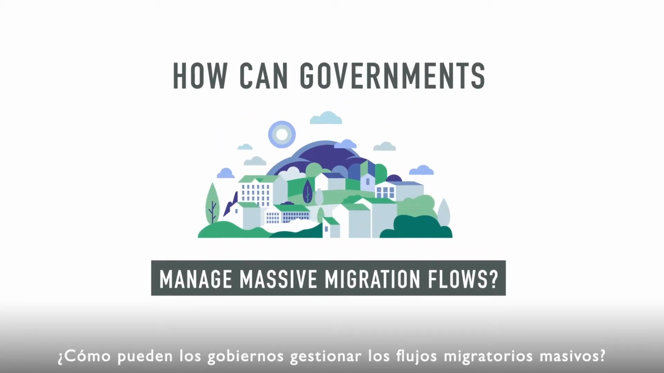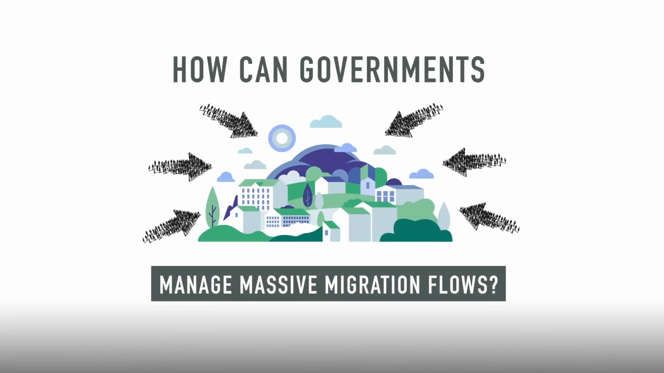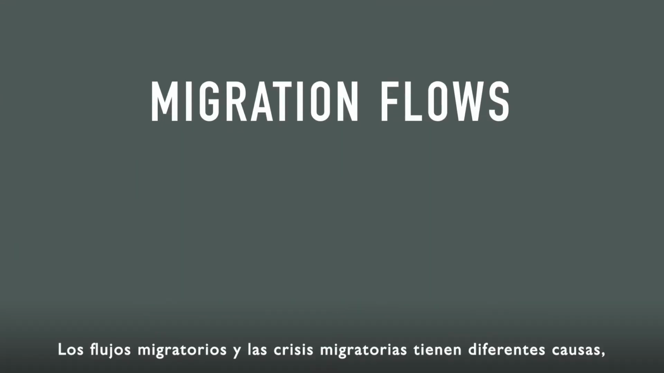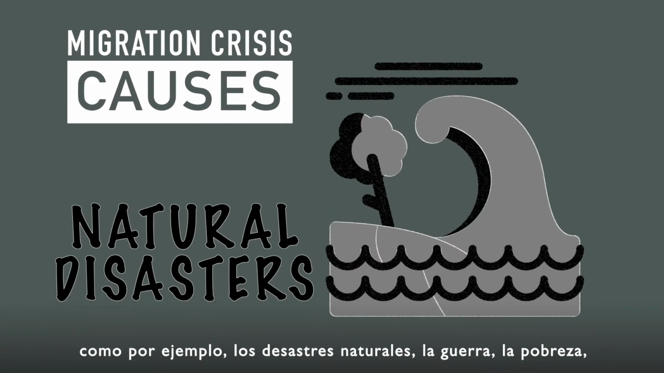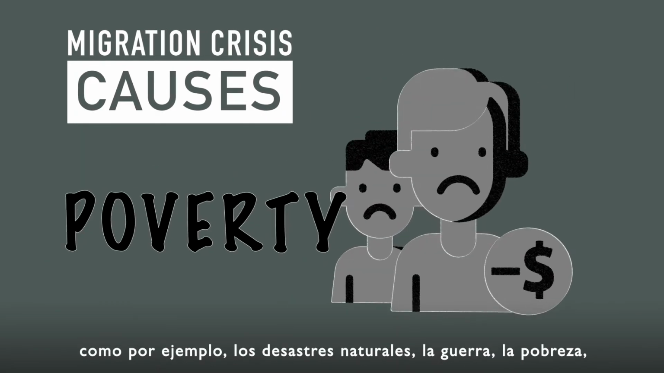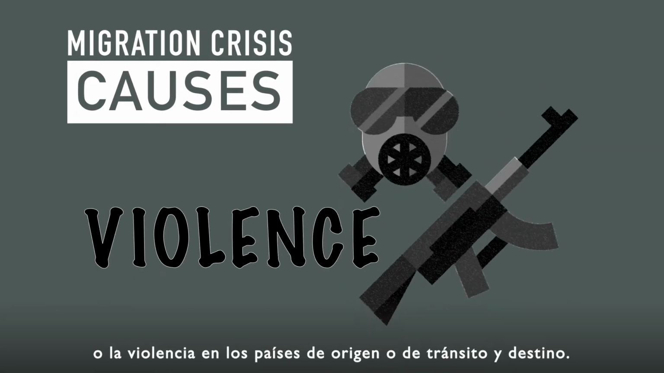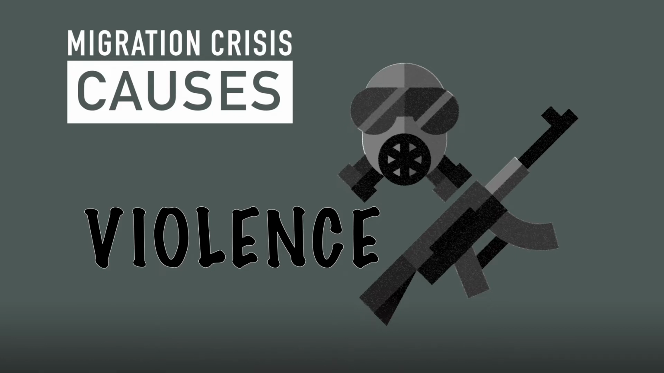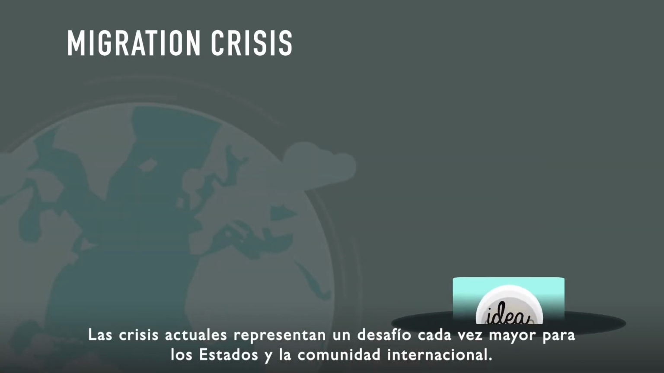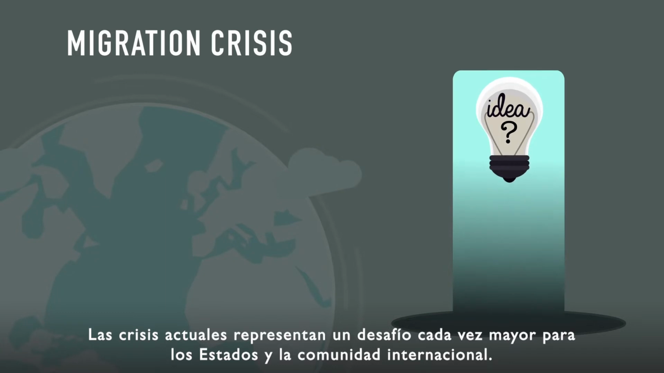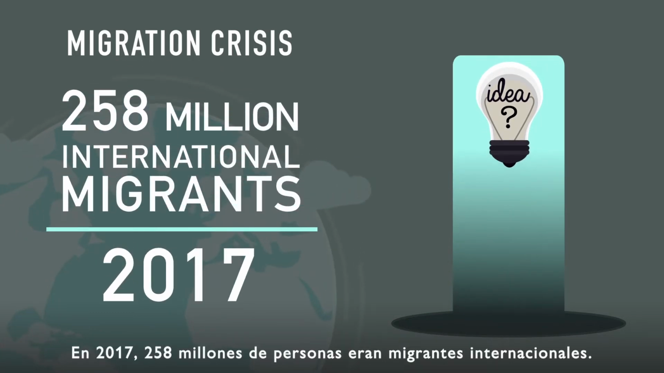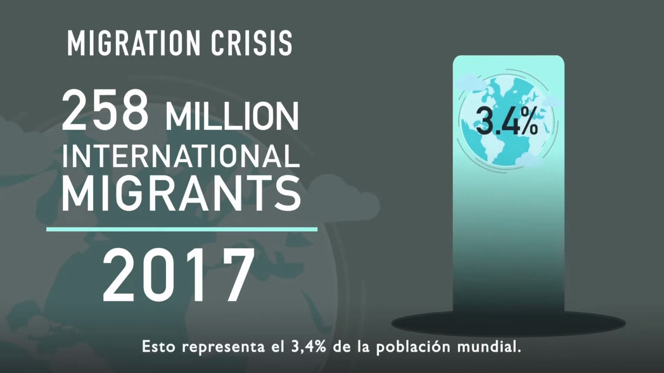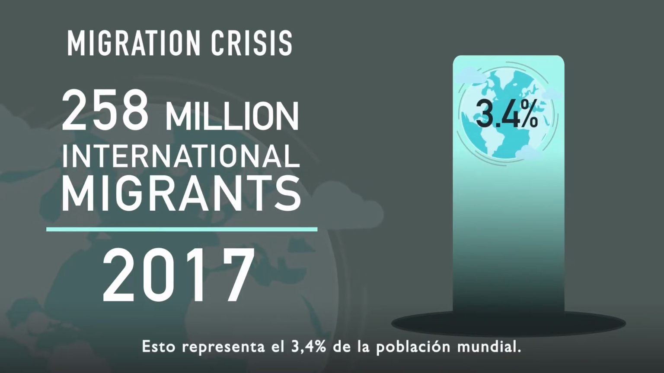How can governments manage massive migration flows? Migration flows and migration crises have different causes, such as natural disasters, war, poverty, or violence in countries of origin or in transit and destination. The current crises represent a growing challenge for states and the international community. In 2017, 258 million people were international migrants. This represents 3.4% of the world's total population.